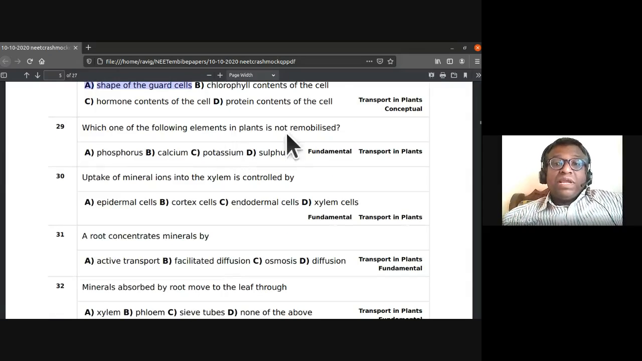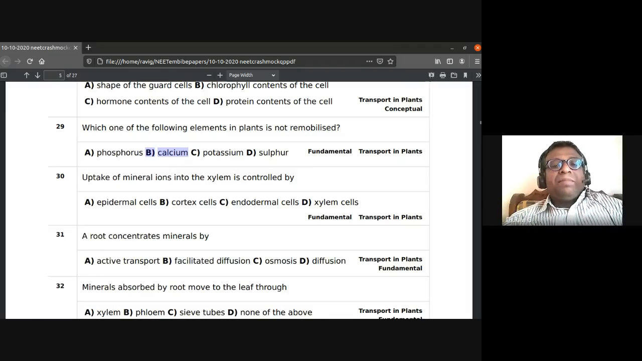29th, which one of the following elements in plants is not remobilized? Calcium. Why does only calcium not remobilize from older leaves? Because they are a part of structural component, like they might be present in the middle lamella as calcium pectate. So this cannot be remobilized because they are a part of structural component. Okay, so calcium is the answer.